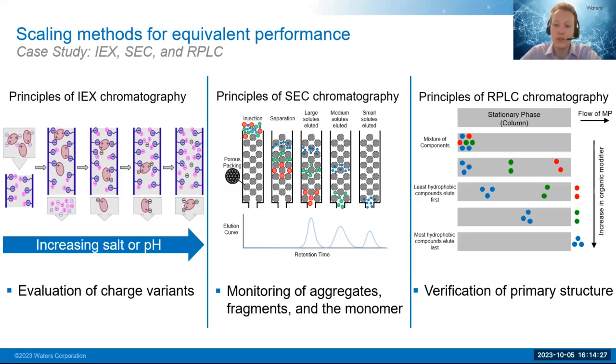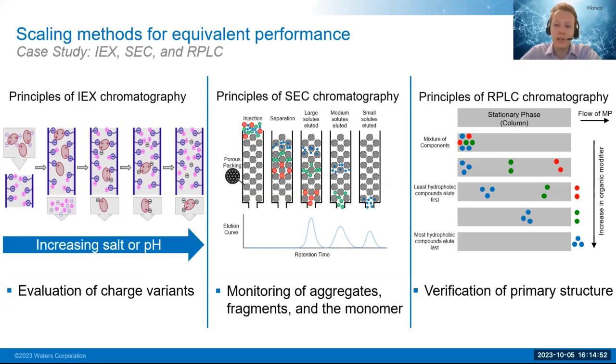An alternative to using a salt gradient is to use pH to elute analytes. While ionic strength is held constant, the net charge of the protein is manipulated by altering the pH of the mobile phase. In this presentation, we'll be evaluating both salt and pH gradients for monitoring of charge variance.